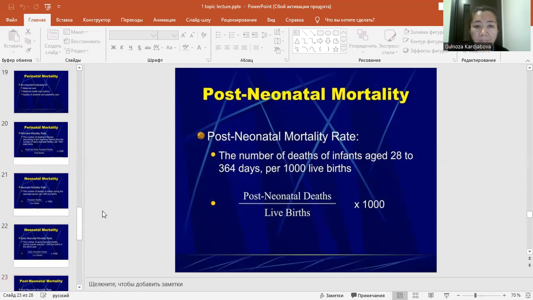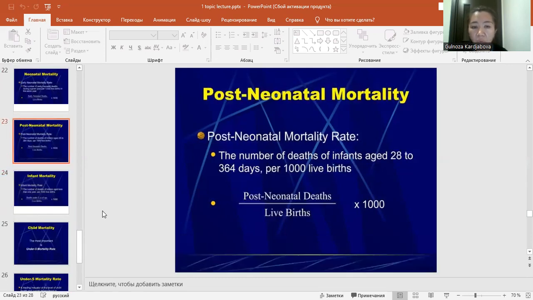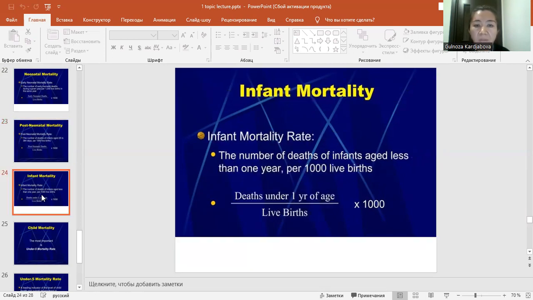Post-neonatal mortality. So, the number of deaths of infants aged 28 to 342 days per 1,000 live births. Each parameter is given for 1,000 live births. Infant mortality, the number of deaths of infants aged less than 1 year per 1,000 live births.